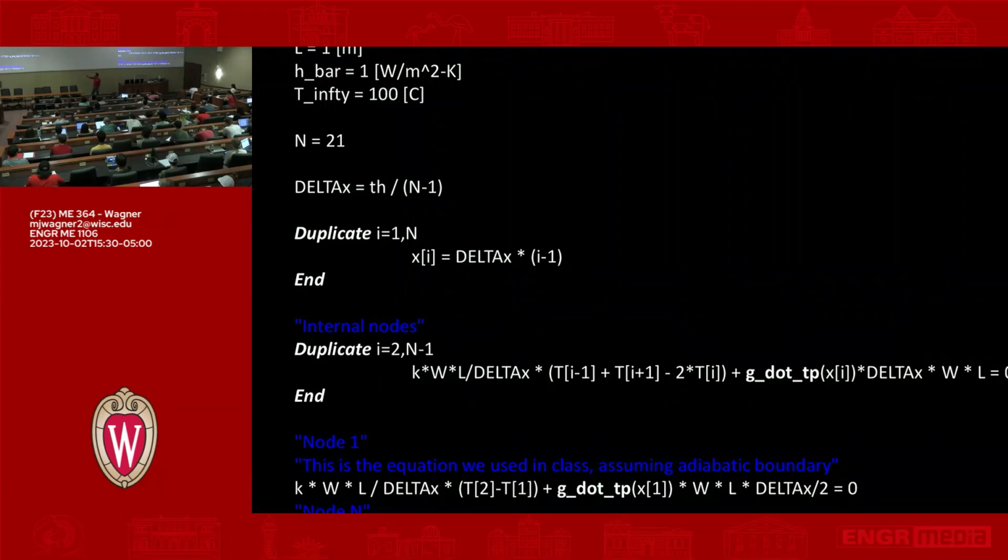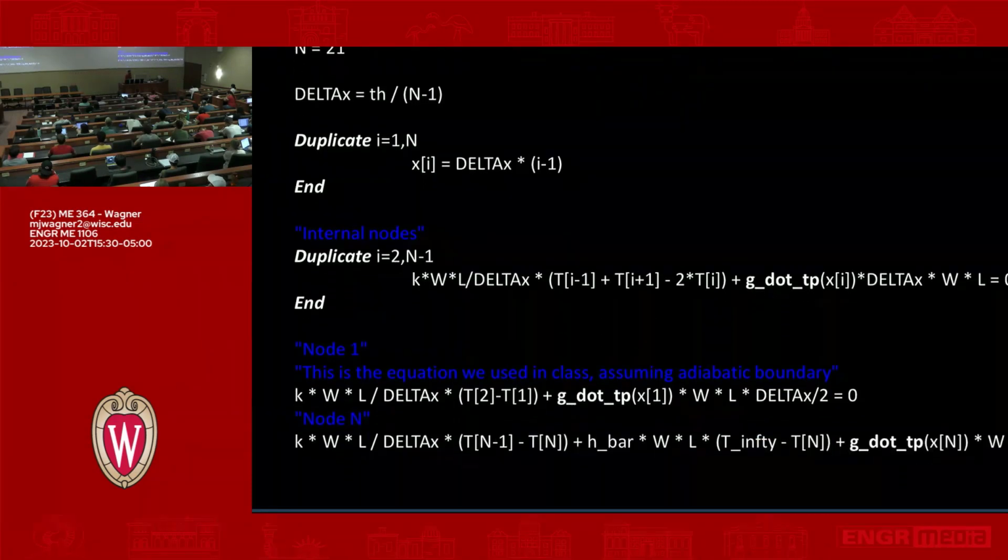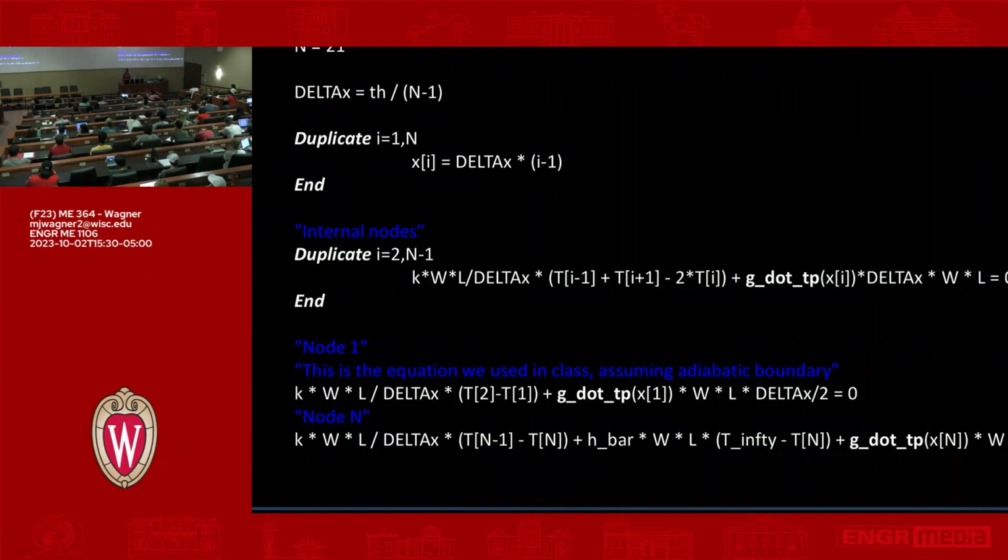So that specifies x. Now down here, we have our energy balance, which is going off the page, but you can see I've formulated it in terms of i minus 1, i plus 1. So this has to go from 2 to n minus 1. This will give you n minus 2 equations in EES. And then you fill in the remaining with node 1, and just off the screen is node n. And once you program all this in, you should be able to solve it.